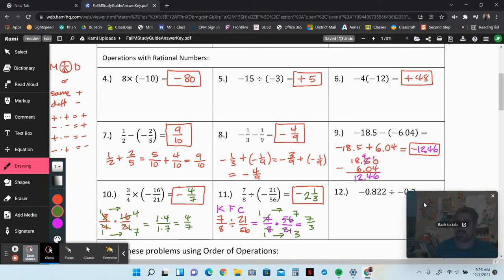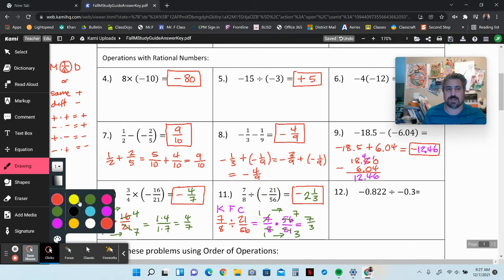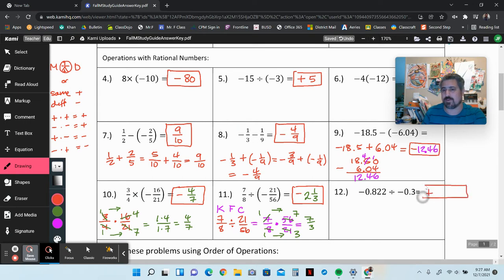All right, last but not least, we're going to do a little dividing decimals. So the first step is to decide what your sign is going to be. Remember, we talked about it. A negative divided by negative is a positive. So put a positive in a box. You know the answer is going to be positive.